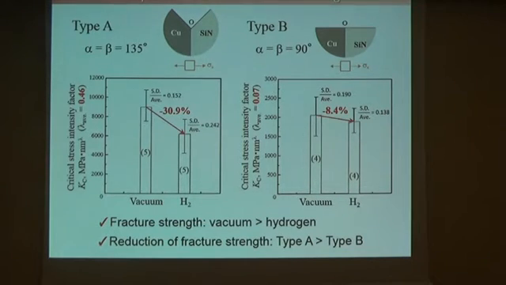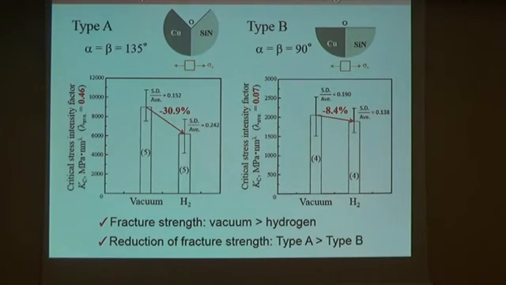This is the final picture. The left one is for type A, and the right one is for type B. Type A has a higher singularity, and type B has a lower singularity. What we can see is that the strength from the interface edge is reduced by the existence of hydrogen gas. This is the same for type A and type B.